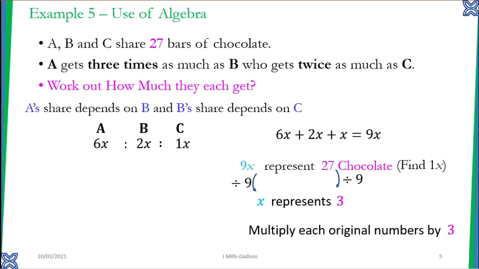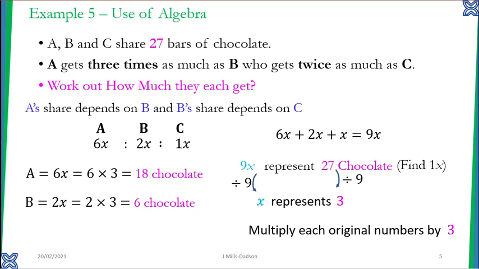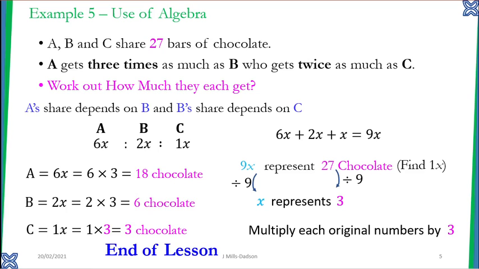So we are now going to multiply each of the original numbers, 6, 2, and 1, because they all have x, by 3. 6x means 6 times 3. 2x means 2 times 3. 1x means 1 times 3. So A will have 6 times x, which is 6 times 3, 18 chocolate. B has 2 times x, 2 times 3 gives us 6 chocolate. Then C is 1 times x, which is 1 times 3, 3 chocolate. And if you add 18, 6, and 3, you still get back to the 27 bars of chocolate.